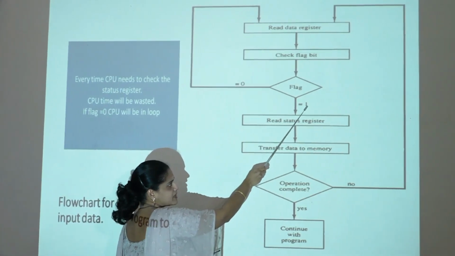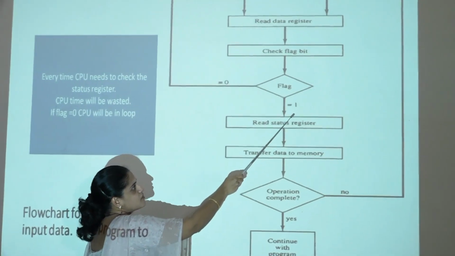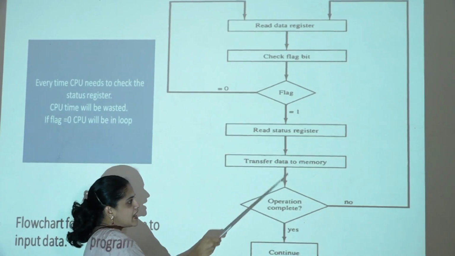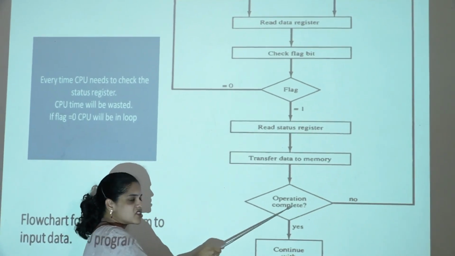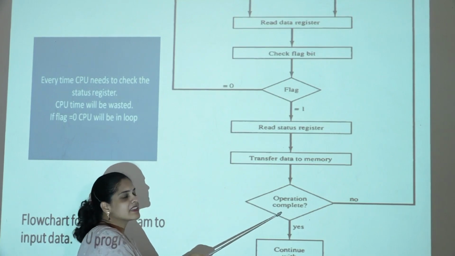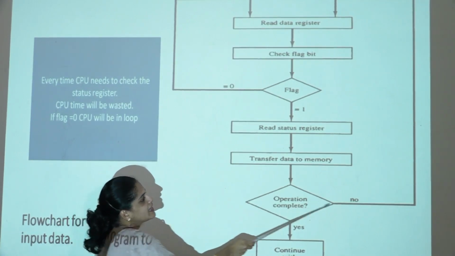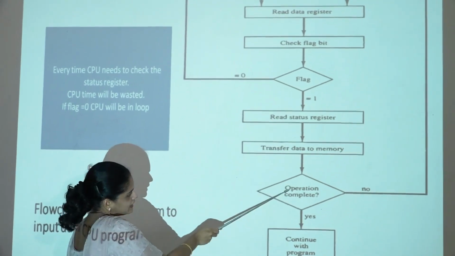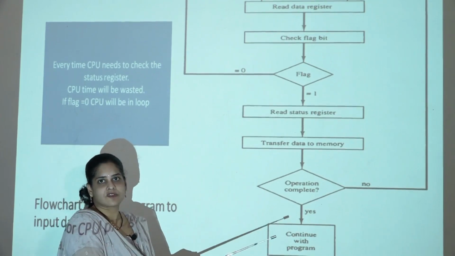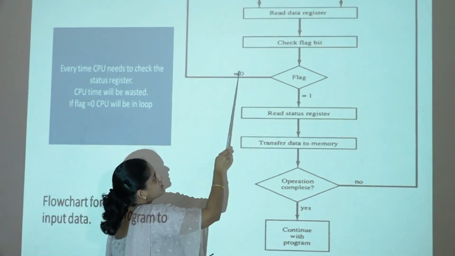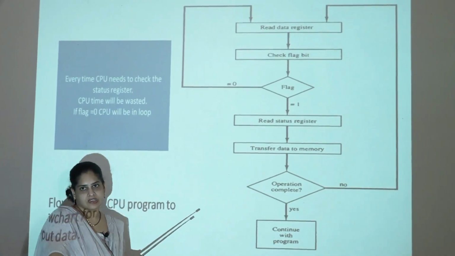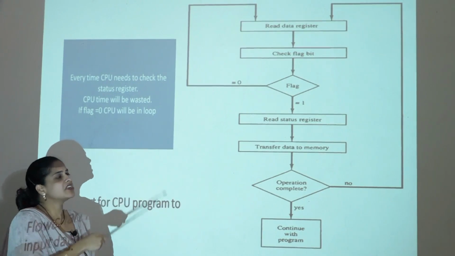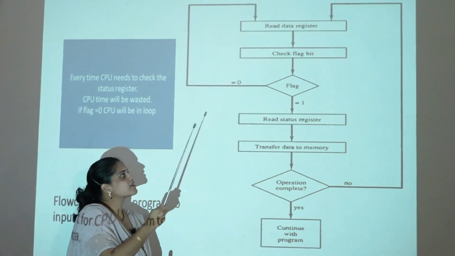For example, if the flag bit is set to 1, it has an information, so it reads the status register and transfers the data from the data register. If the operation is not yet completed and it still has data that needs to be transferred, then it again goes back, reads the data register and completes the process. And if the operation is complete, it will continue with the rest of the program. And consider the flag bit is set to 0. There is no data present in the data register. In that case, the CPU keeps on going into the loop, continuously checking the flag bit until it gets the flag bit to 1.